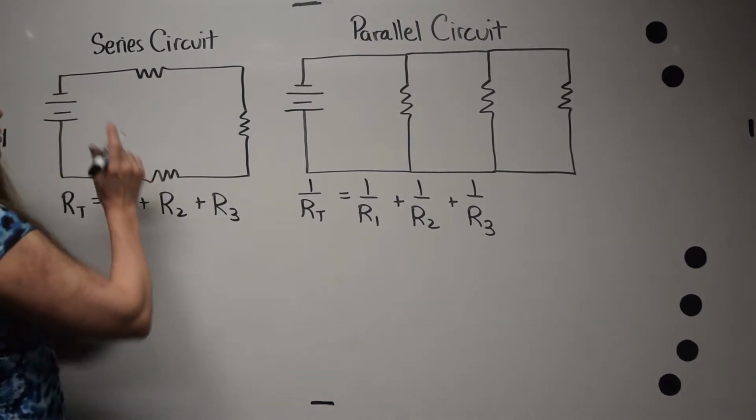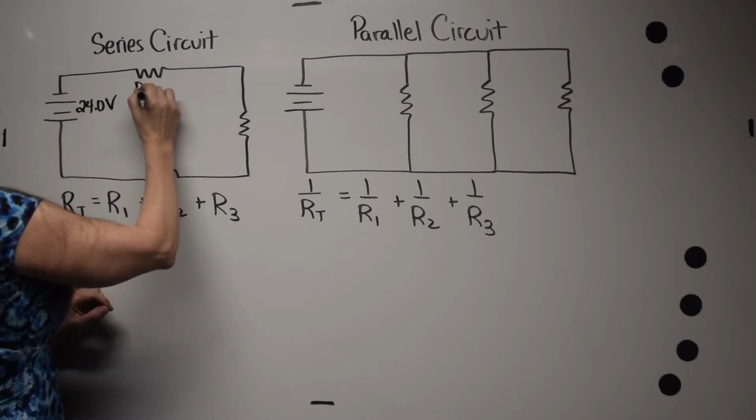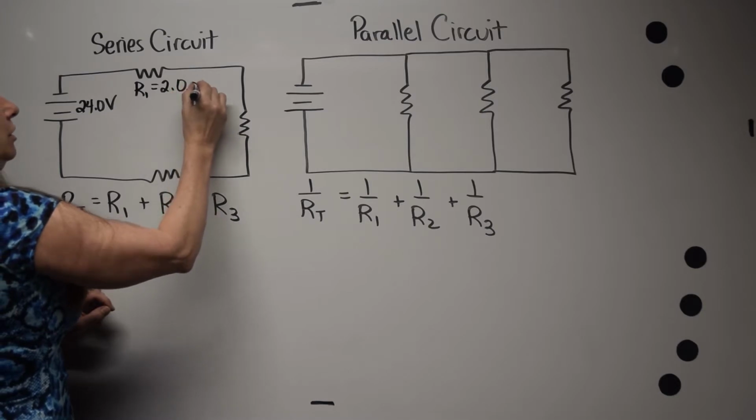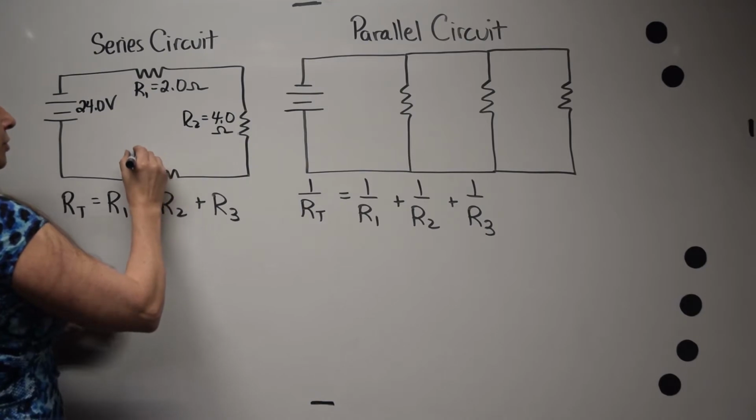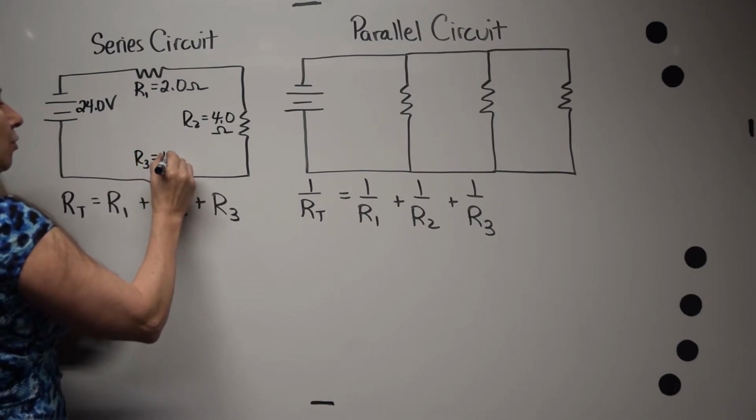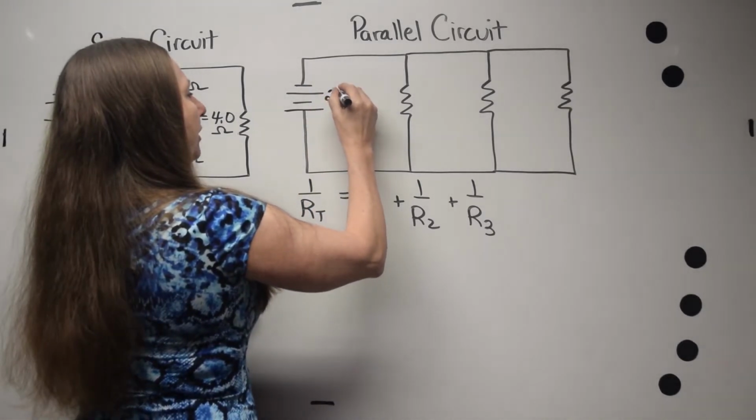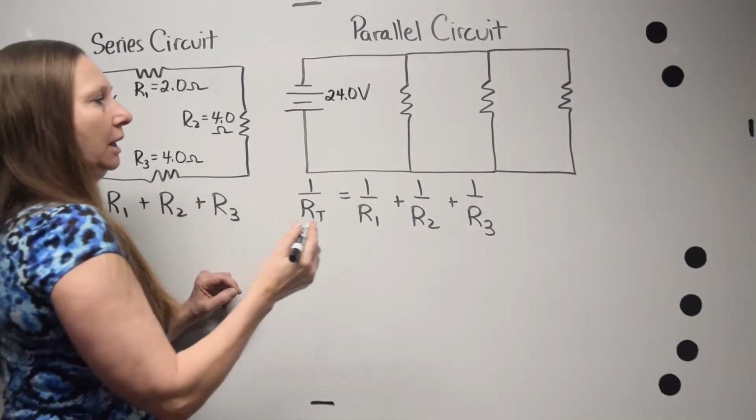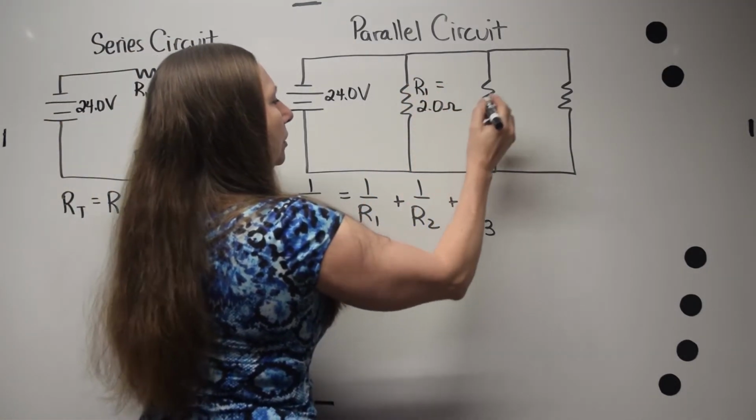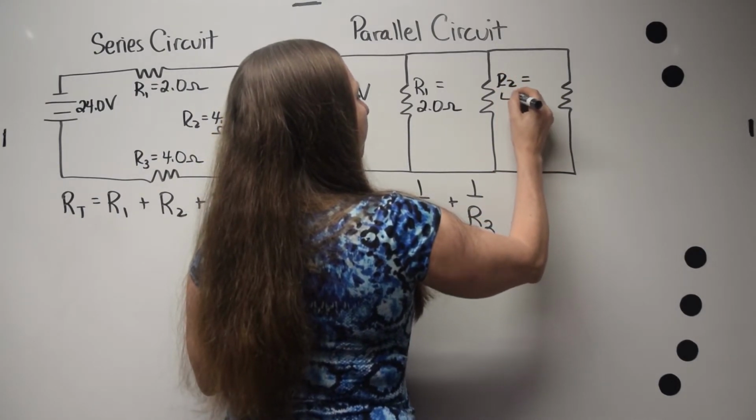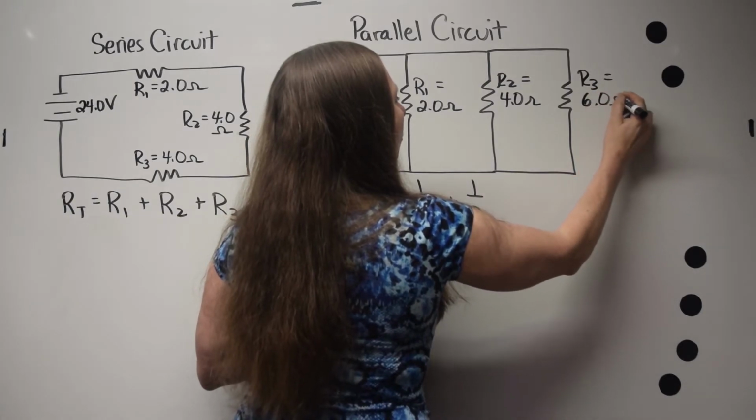So here we have a series circuit. The battery is 24.0 volts. R1 is 2.0 ohms. R2 is 4.0 ohms. R3 is 4.0 ohms. And when we do the parallel circuit, everything will be identical except for the parallel setup. R1, again, is 2 ohms. R2 is 4 ohms. And R3 is 6 ohms.